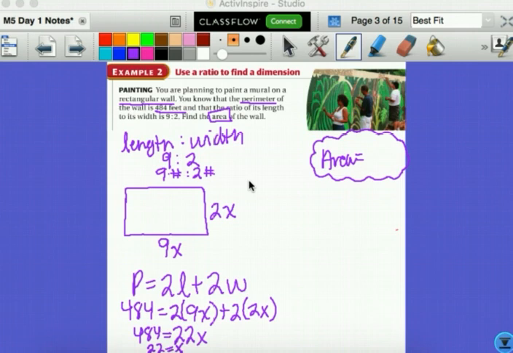Which means if I go back to the original ratio, this used to be 9 times 22 and 2 times 22, which means my length was 198 and my width was 44. So if I know that information now, I know that I can multiply length times width to get area. So 198 times 44 gives me an area of 8,712. Since this is area, I'm going to make sure I say feet squared. And I've now provided them with what information they need.